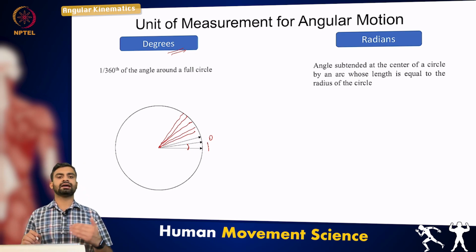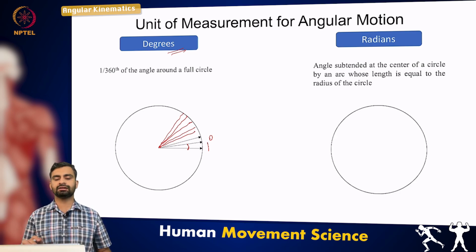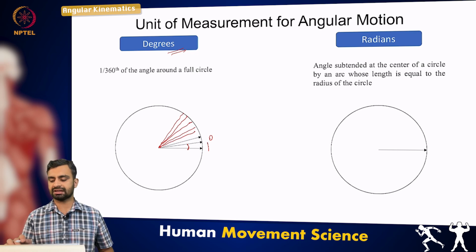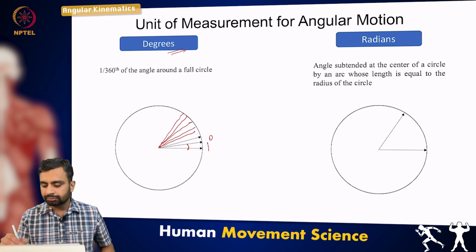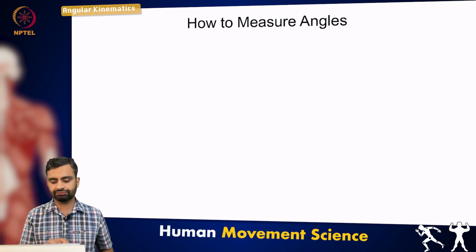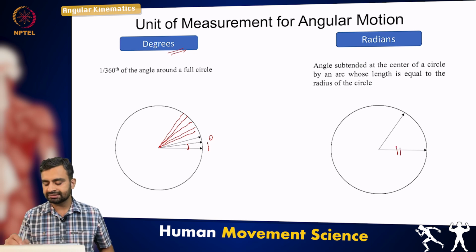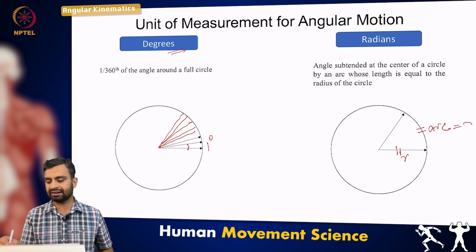Whereas a radian is the angle subtended at the center of a circle by an arc whose length is equal to the radius of the circle. For example, if we take this as the radius and divide the circle in such a way that the length of this arc equals the radius, then the angle over here is known as 1 radian.